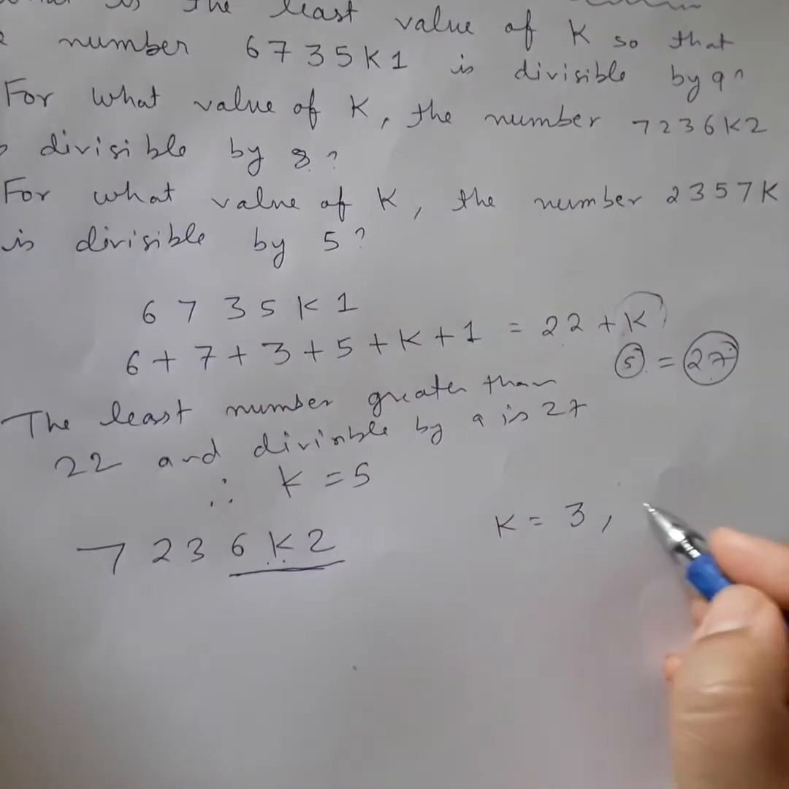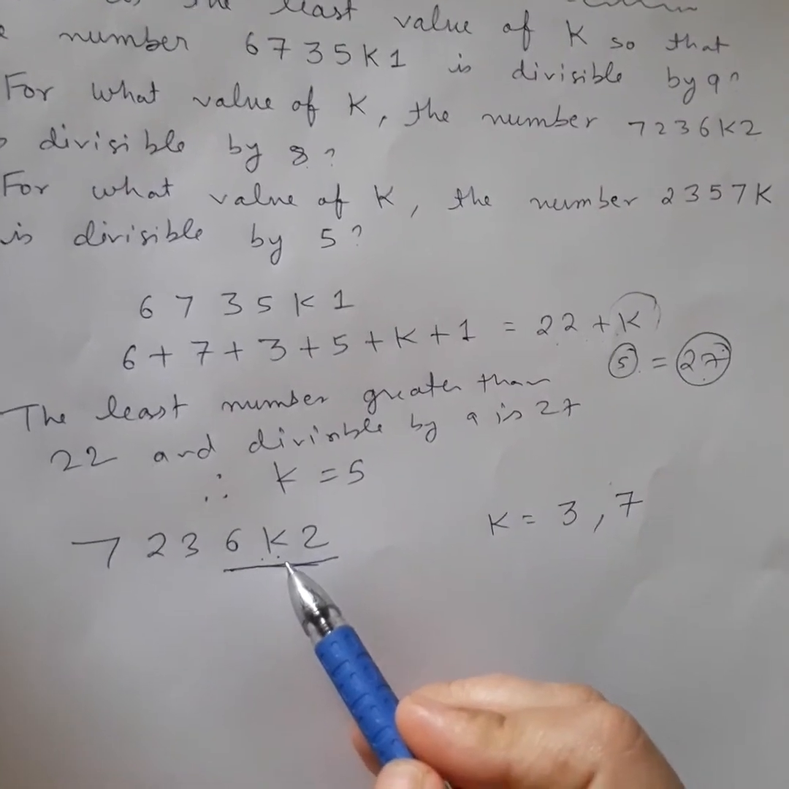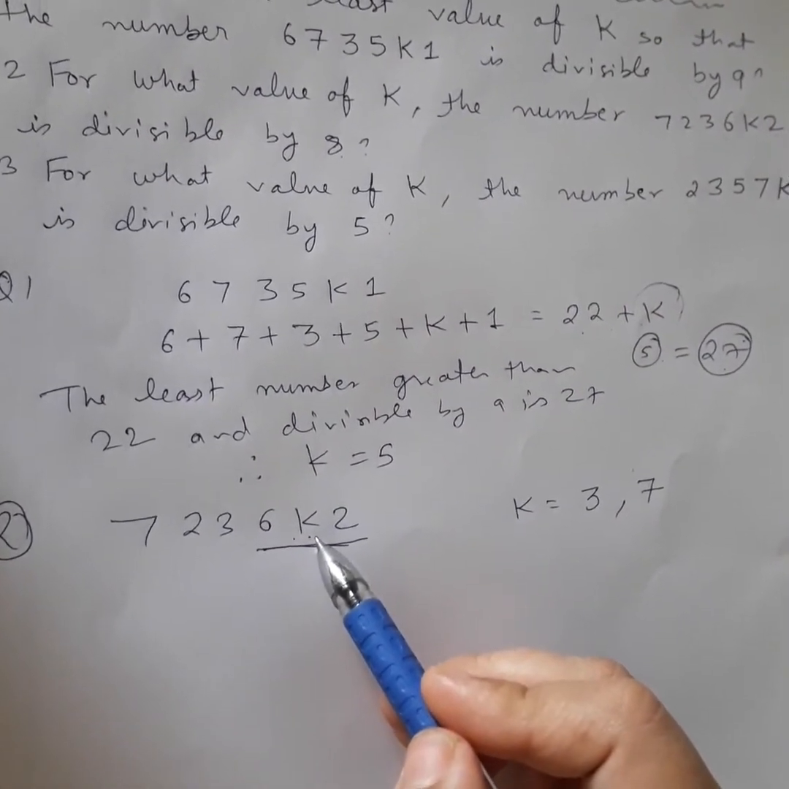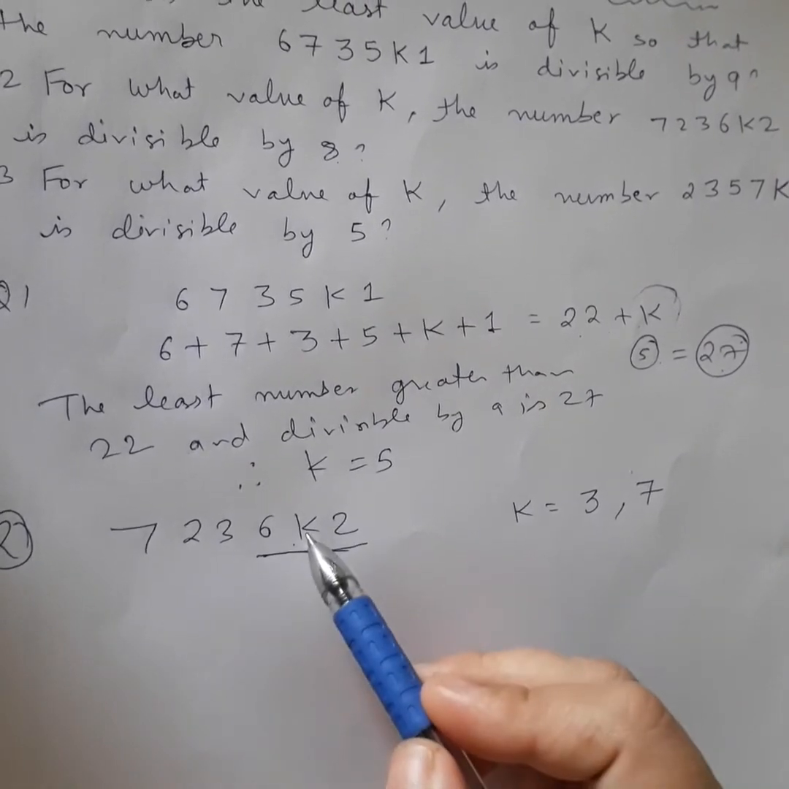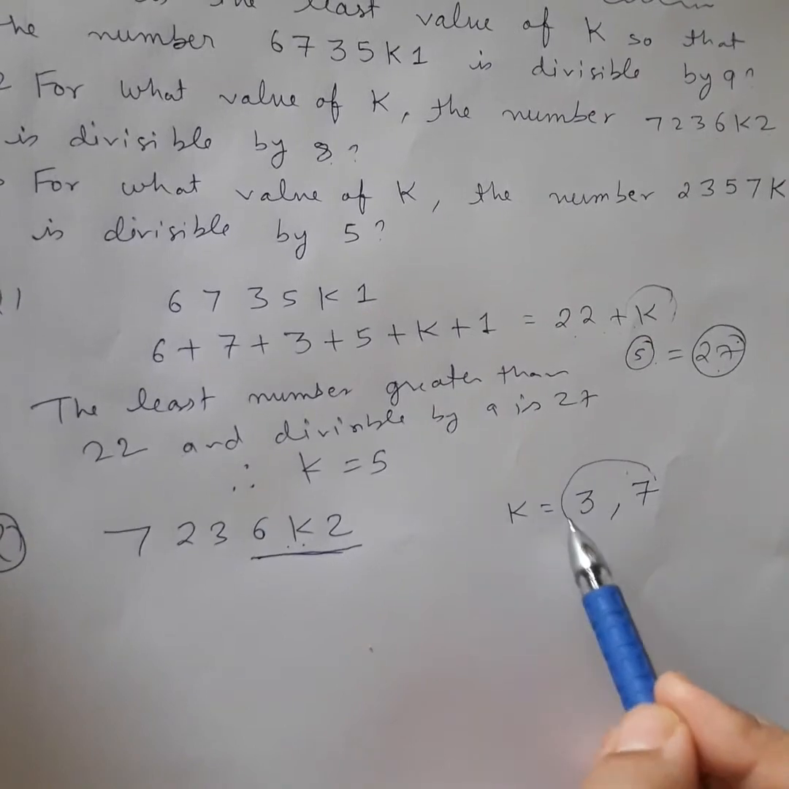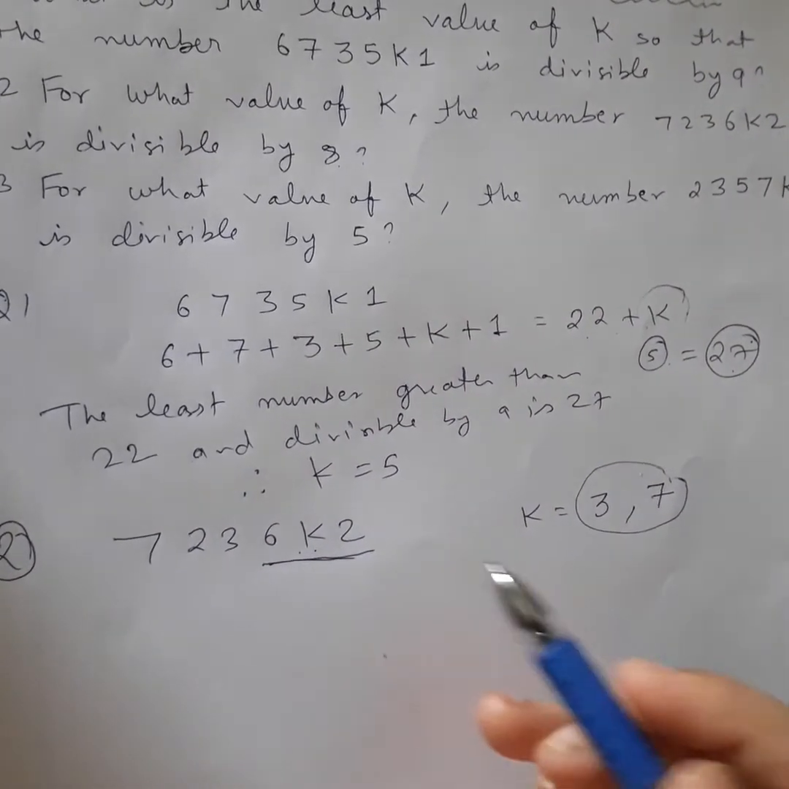So 672 is also divisible, if we put 7 in place of k, it is divisible by 8. For 8 also, 682, it's not divisible. If we put 9 also, it is not divisible. It means only two numbers, 3 or 7, we are going to put here. It is divisible by 8.